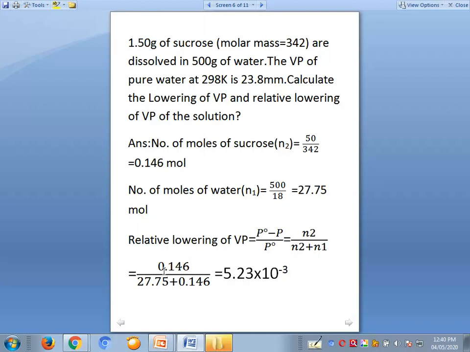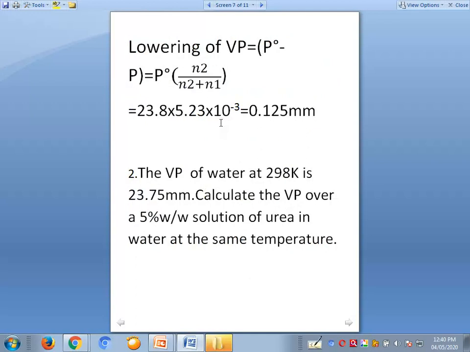So substitute the values here. P naught minus P whole divided by P naught is equal to N2 value we know, that is 0.146, right? And N2 plus N1, simplify here, you will get the whole answer as what? 5.23 into 10 raised to minus 3. This is equal to P naught minus P whole divided by P naught. Now this is for relative lowering of pressure. Now I want to calculate, there is one more part also, that is lowering of vapor pressure.